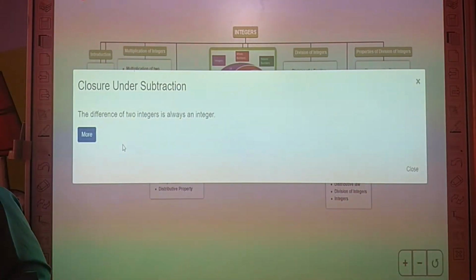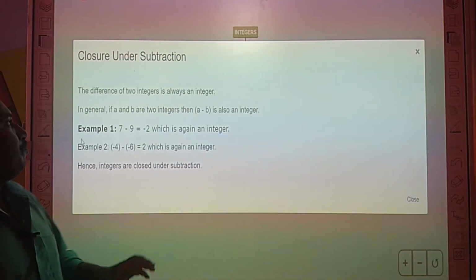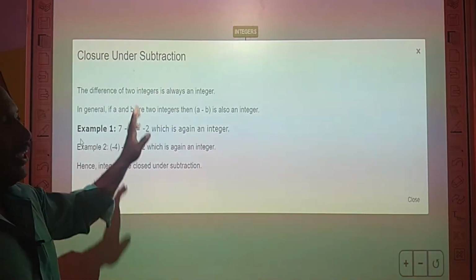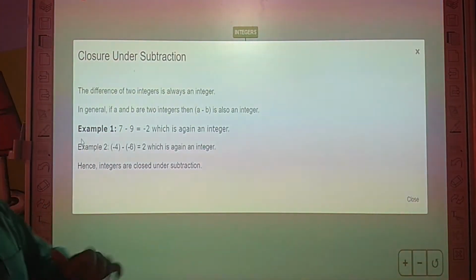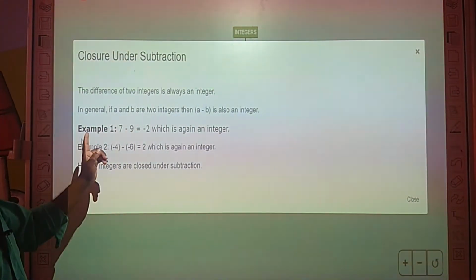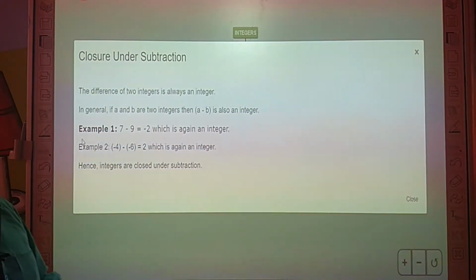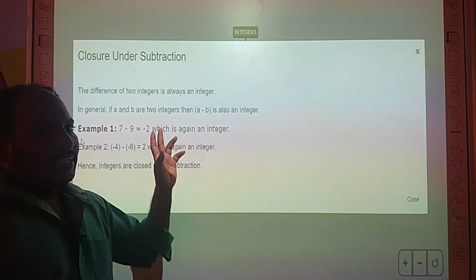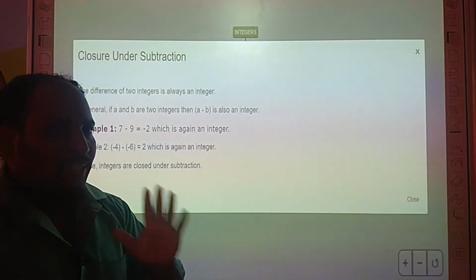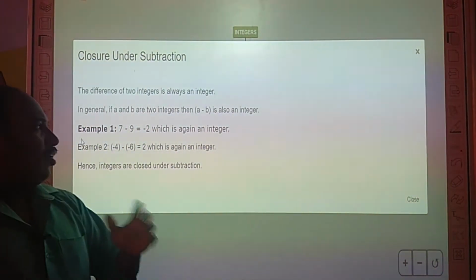The next one, closure under subtraction. The difference of two integers is always an integer. In general, if a and b are two integers, then a minus b is also an integer.